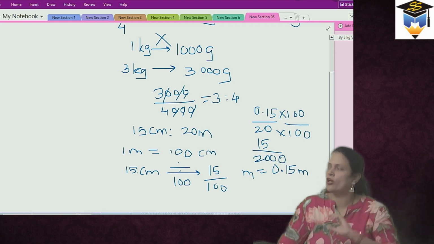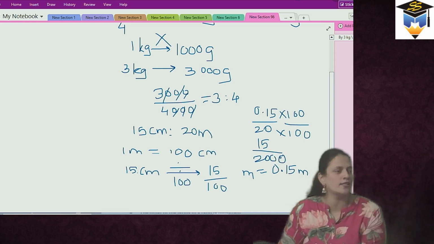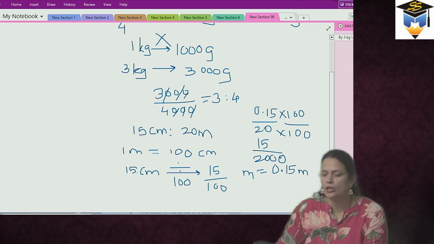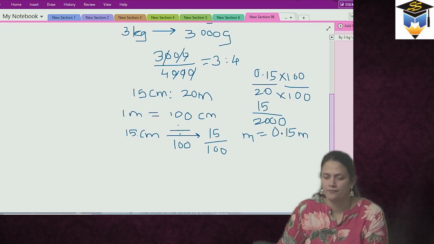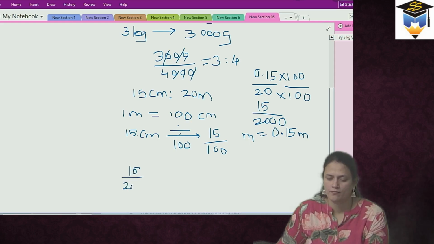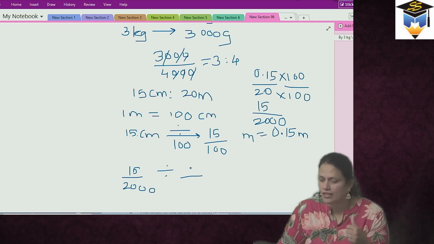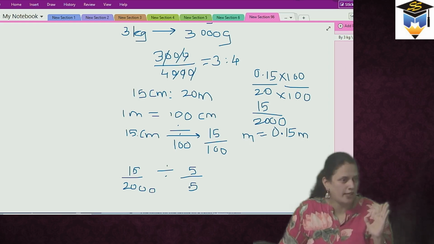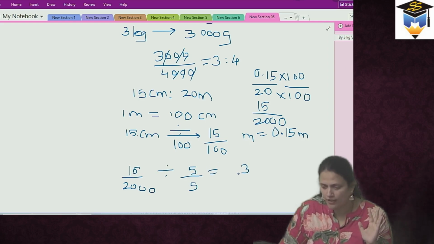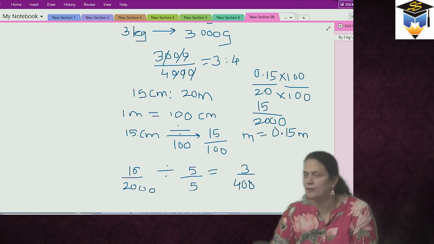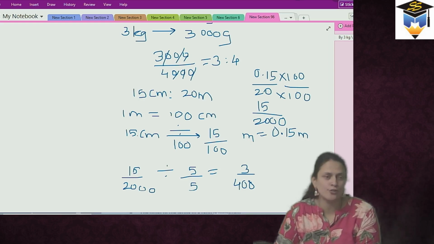Now convert this to more lowest form and tell me what is the final answer. So 15 upon 2000 converted to the lowest form. When you convert it to the lowest form, 15 is divisible by 3 या 5 से किया आपने. Okay, so 5 upon 5. So 15 divided by 5, answer will give us 3 upon 400. So 3 is to 400 will be our lowest form. So understood this, all of you?